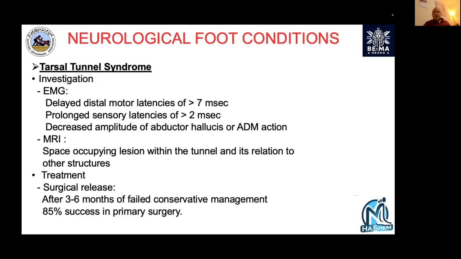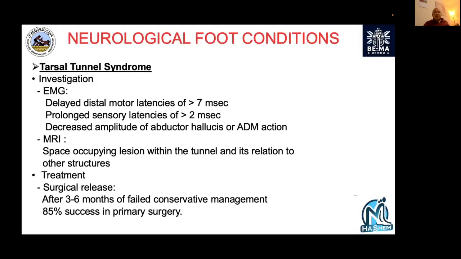So the early stage is just delayed transmission, where the nerve is still in neuropraxia, so there will be a decreased speed and a prolonged latency. At a later stage, when the compression is long standing and the nerve starts to degenerate, there will be a decreased amplitude of the nerve waves. MRI scan will spot for you what is compressing the nerve inside. So it will show you if there is a ganglion, if there is a lipoma, if there is an exostosis, whatever.